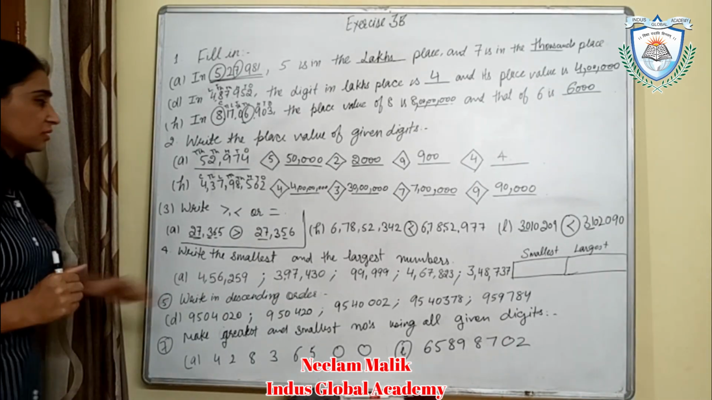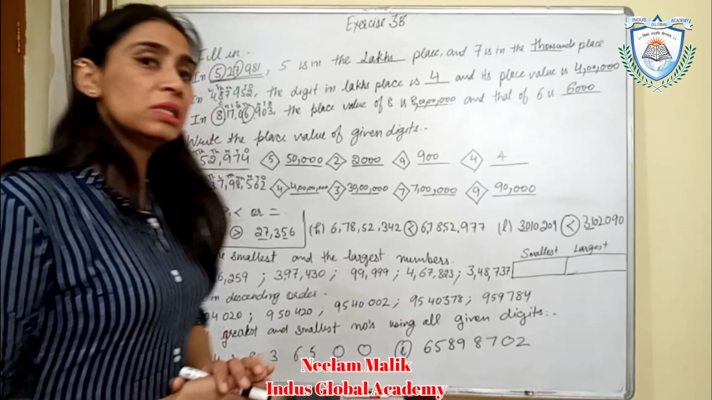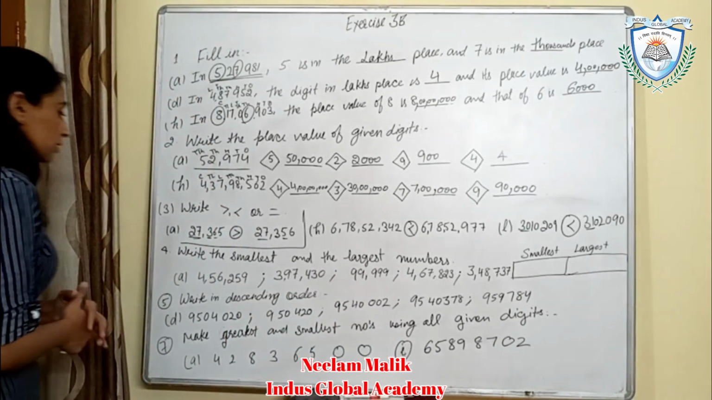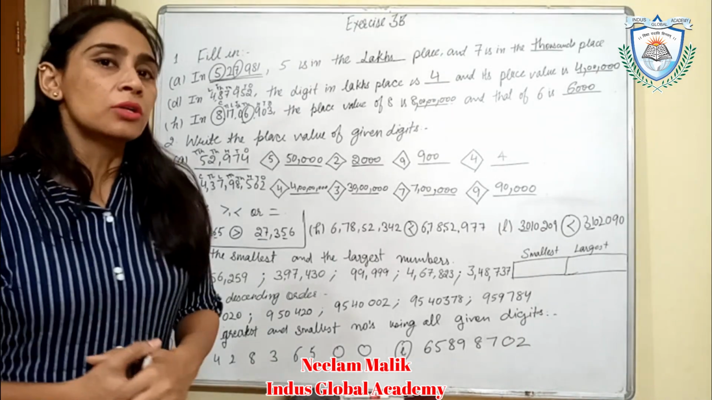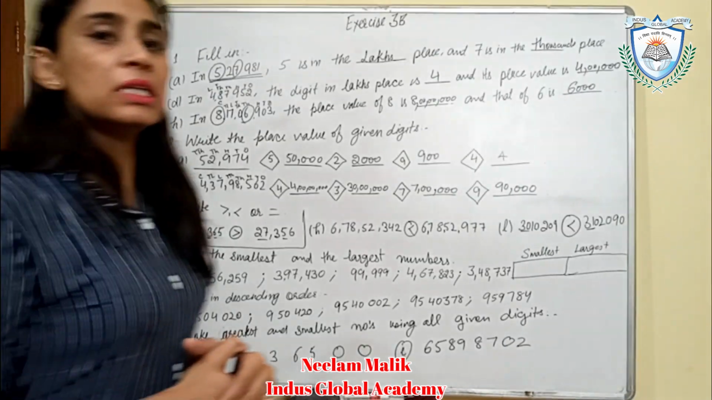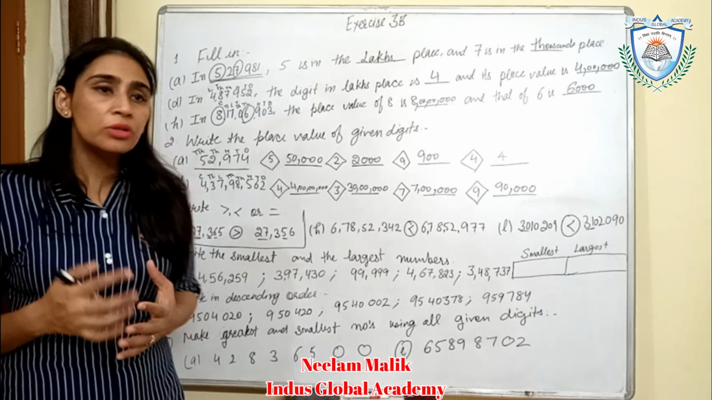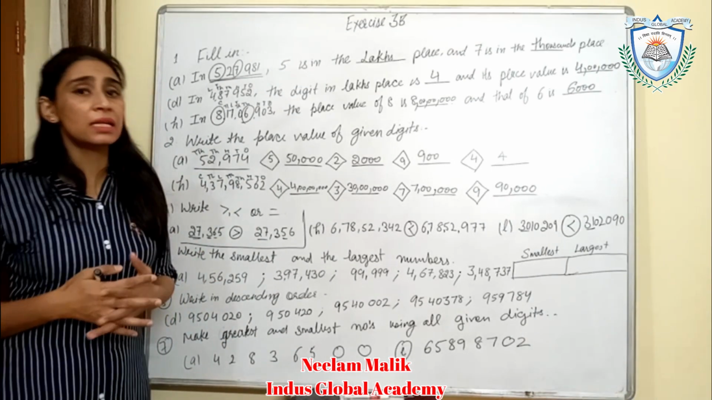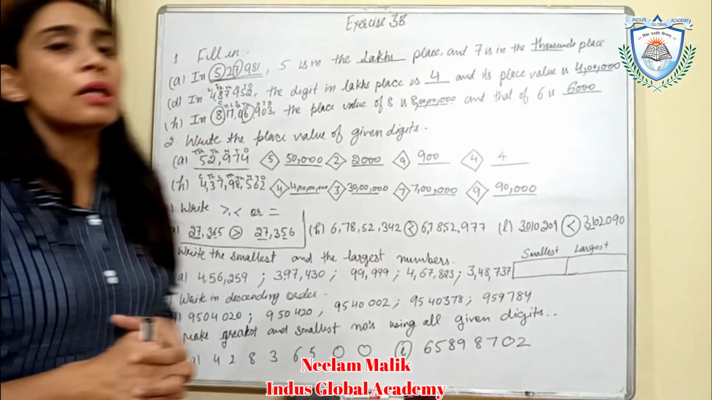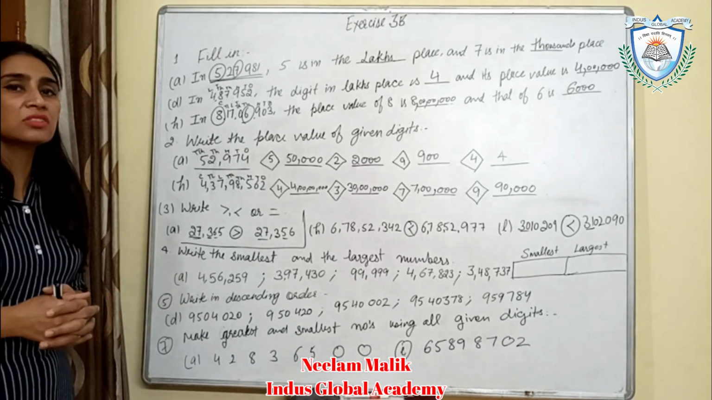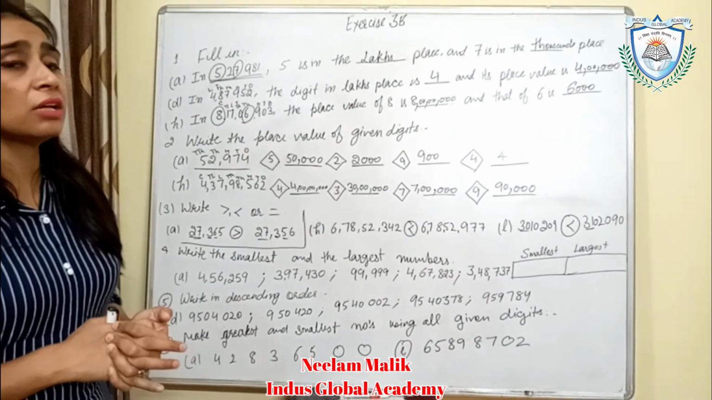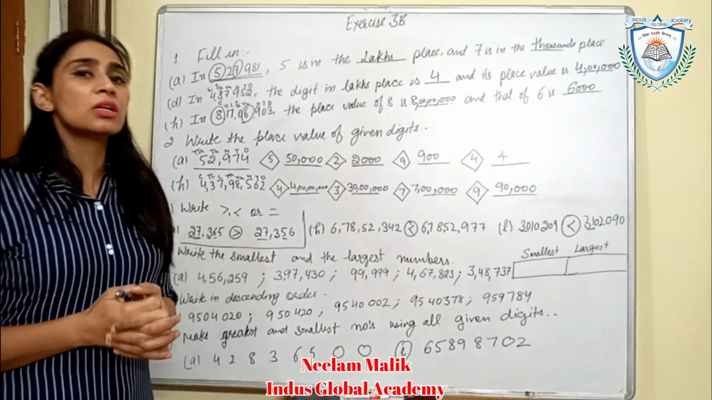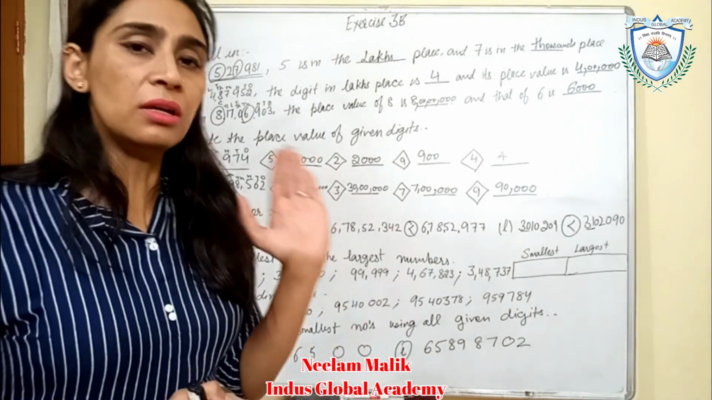How will we do the comparison? As we have done in question number 3, we will use that same method. First we will count the number of digits. The number that contains more digits will be our greatest, and the number that contains fewer digits will be our smallest. If all are containing the same number of digits, then what will we do? We will do the comparison from the left-hand side.